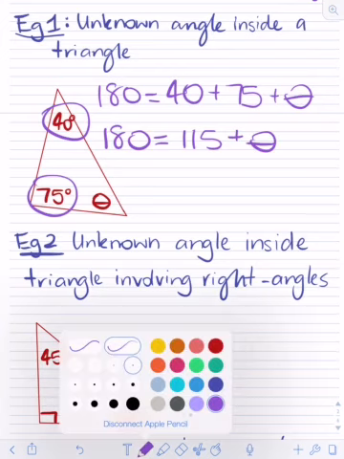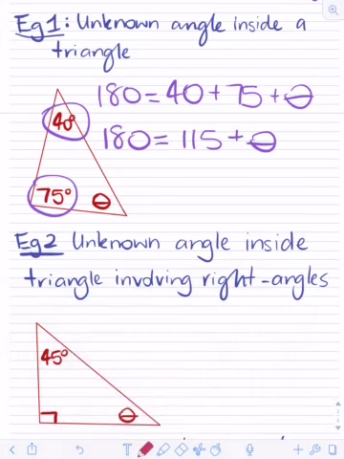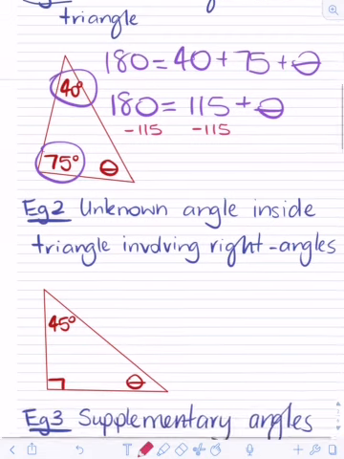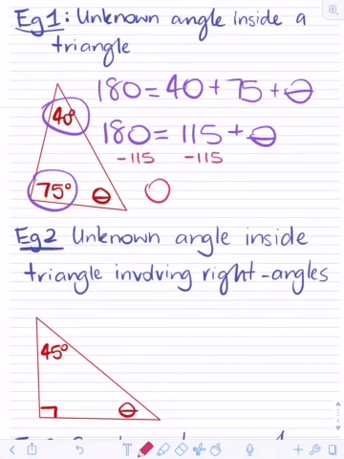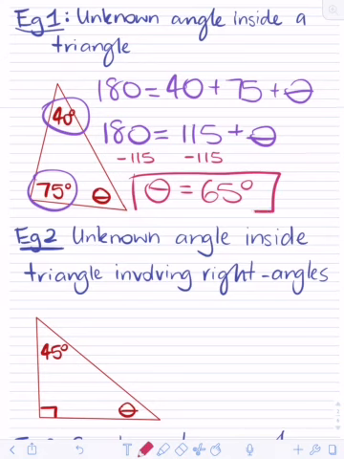As we know with equations, in order to get theta by itself, we need to do the opposite of plus 115, which is minus 115 on both sides. And we get 180 minus 115, which equals 65. So we know here in this example that theta equals 65 degrees. And it's very important to put the degree symbol in order for you to properly label that.